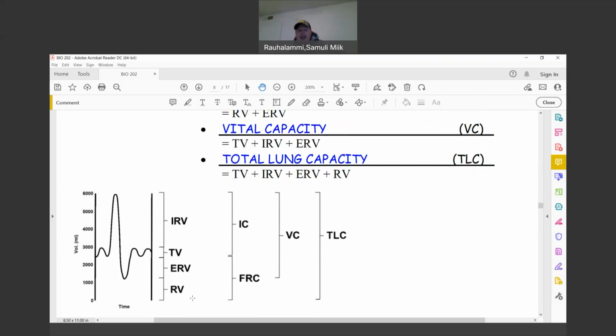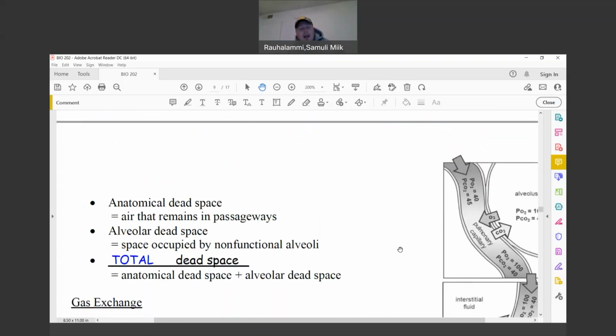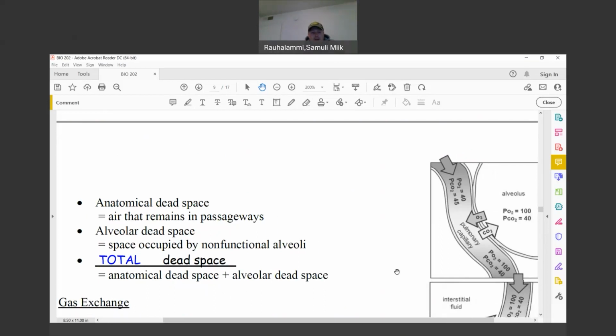And like I said, when we talked about the residual volume, there's always going to be some air stuck, whether it's due to some parts of the lungs not working that well, or whether it's due to the respiratory tract, just we can't fully empty it. These are known as our dead space. So you can add both together to get the total dead space of the respiratory system.